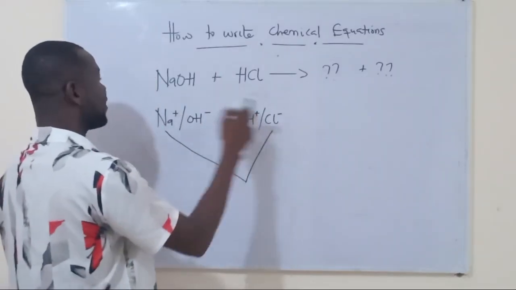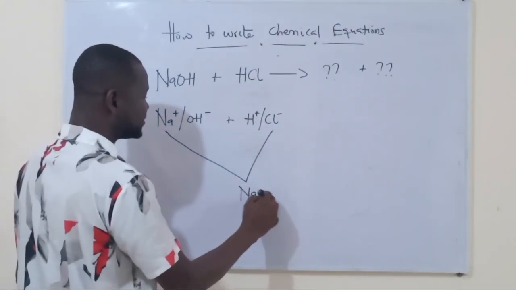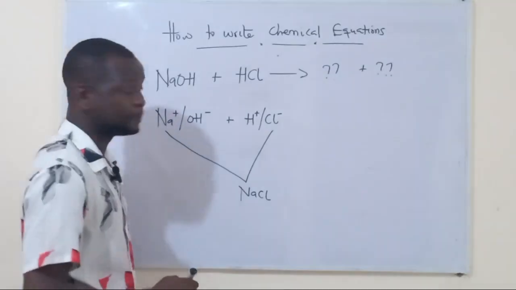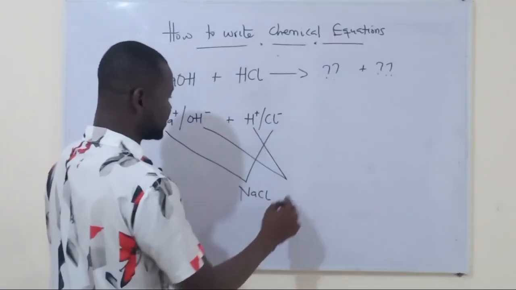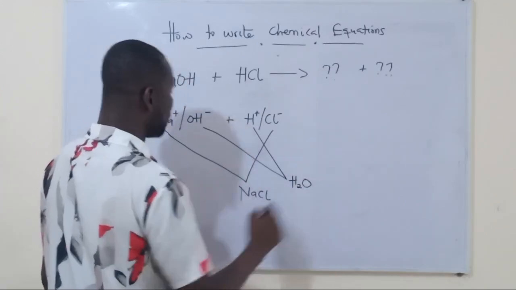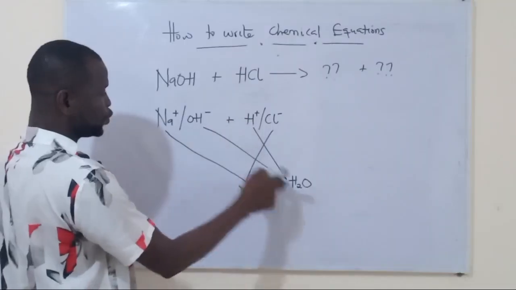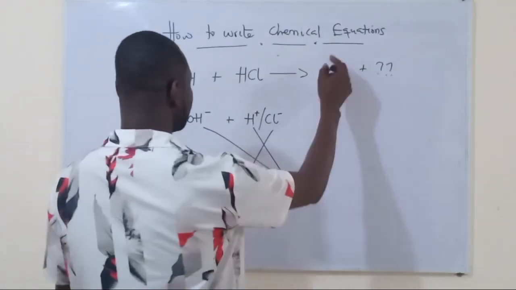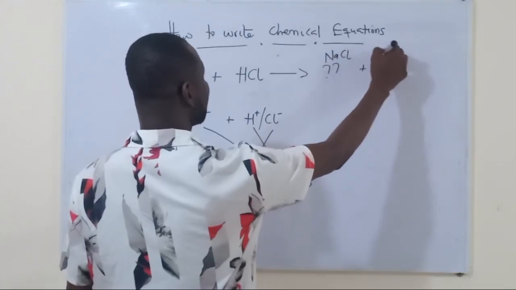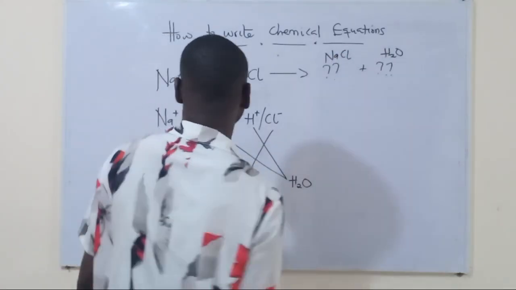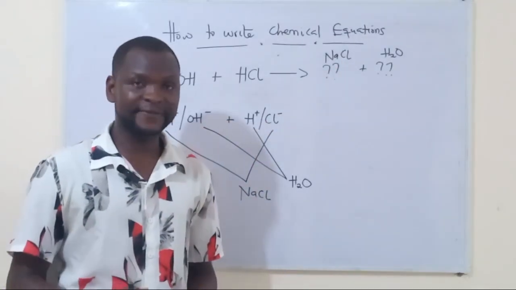And because they carry the same charge but opposite, we are now going to have NaCl because it will end up cancelling, okay? Then the OH- reacts with the H+. We're going to get H2O, okay? H2 then O. So our product is going to become NaCl plus H2O. Now, this equation is balanced, so there is no need for balancing it.